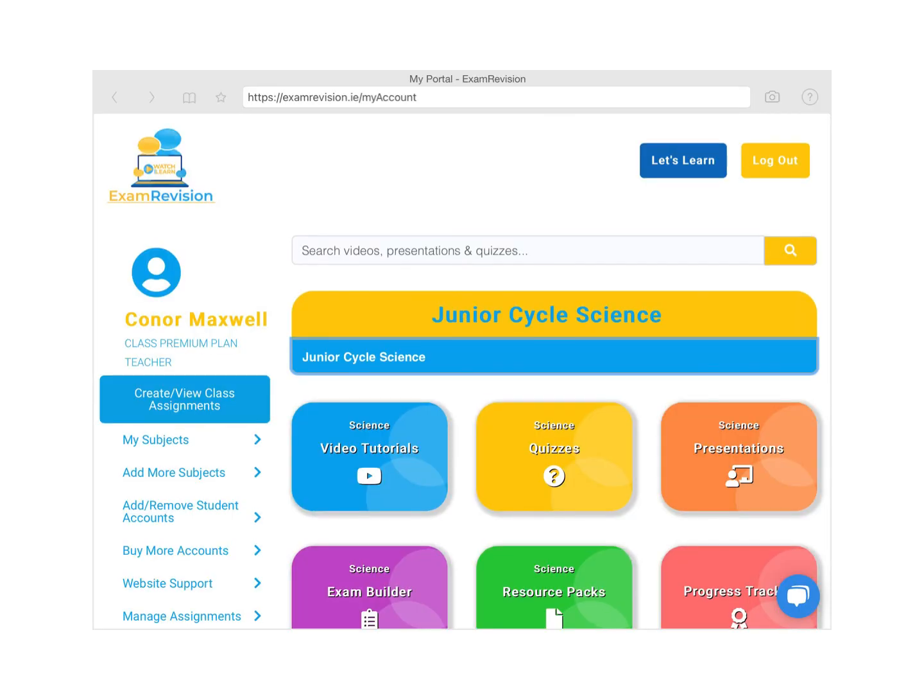So just to finish off for today, I'm just going to take you through the ExamRevision website. So just for all the content that we went through today and much, much more, I'll show you where you can access it. So at the minute we're set to junior cycle science, but we can see there's loads of different subjects there for junior cycle. So we've junior cycle business, we've geography, we've home ec, we've Irish, we've maths, and we've science. And they all have the exact same layout.